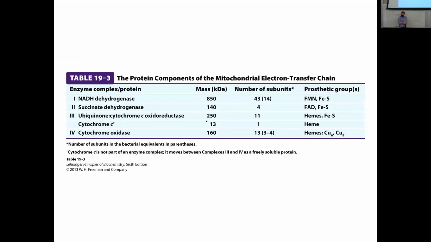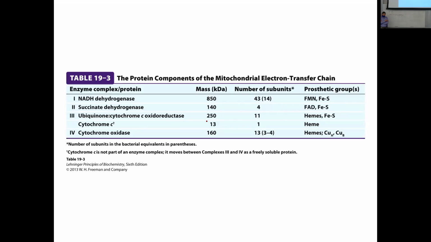complex 3. Complex 2 is succinate dehydrogenase, step 6 of the citric acid cycle. We've seen this before. In this particular instance, the electrons are first transferred to FAD to form FADH2, and through a series of iron sulfur clusters, again, releasing those electrons to ubiquinone to form ubiquinol, which is carried on to complex 3.